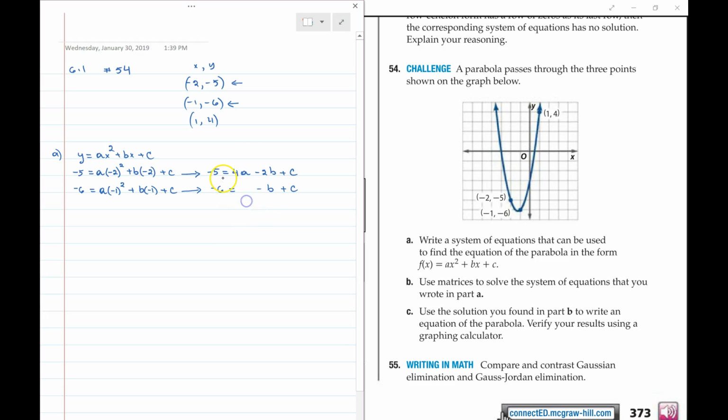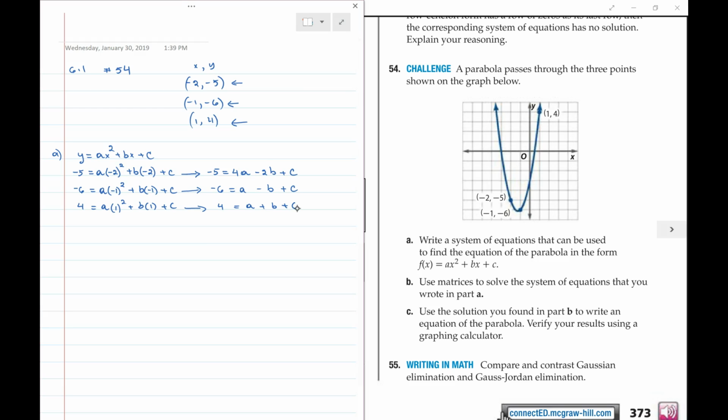Next, I'm going to plug in the last number. Y is 4 equal to a times 1 squared plus b plus c. Is that, we're good here? So I get that 4 equals a plus b plus c. So look, I have 3 unknowns here, a, b, and c. And I have 3 unique equations, 3 different equations. 3 equations, 3 unknowns, I can solve this.